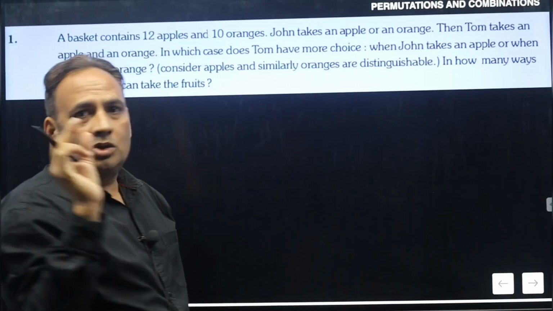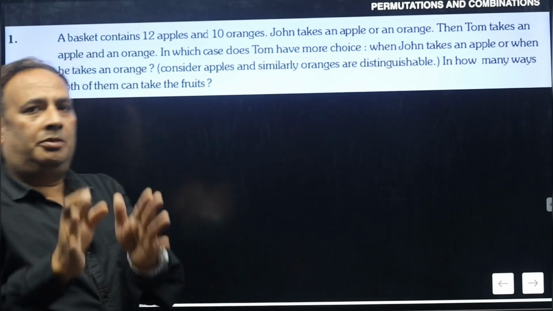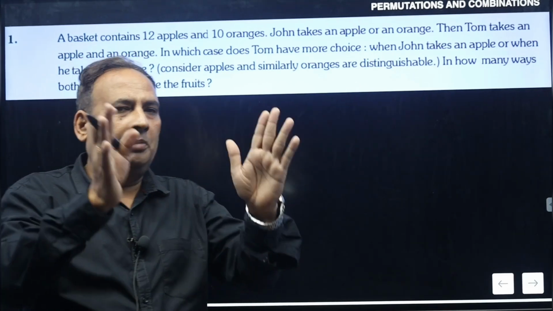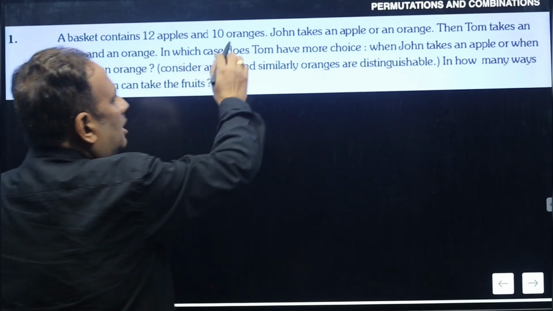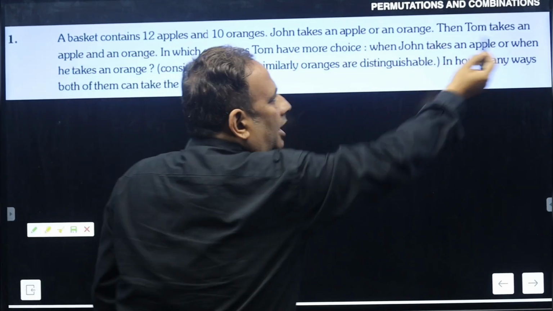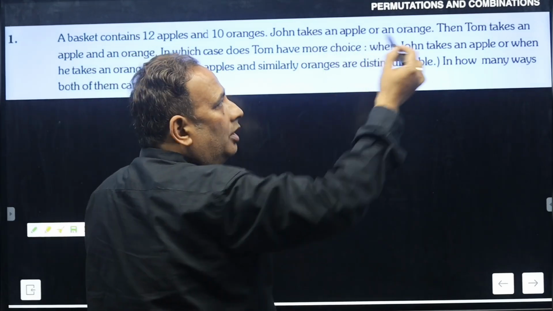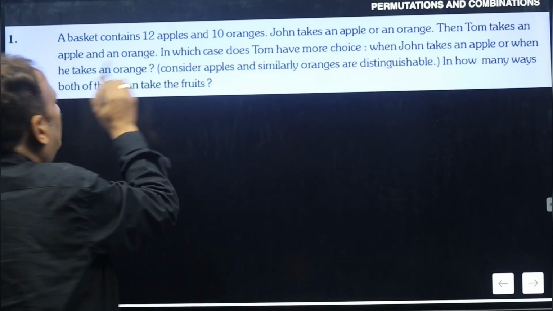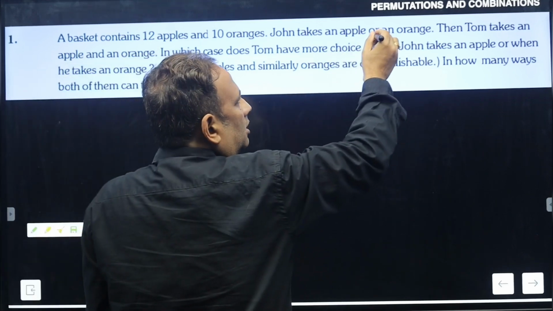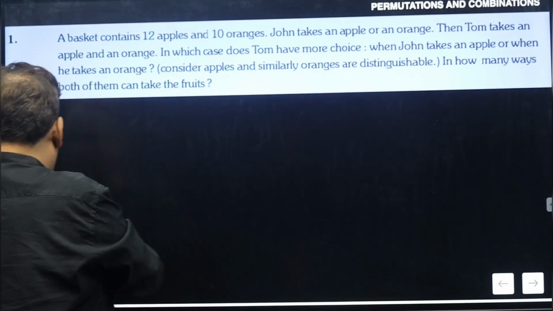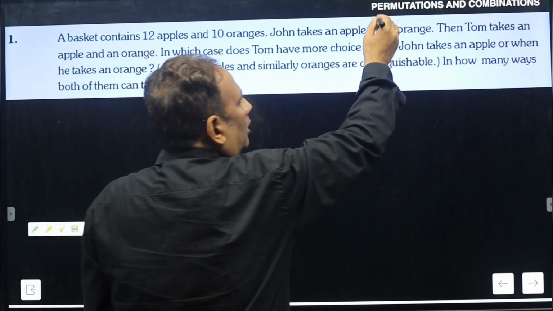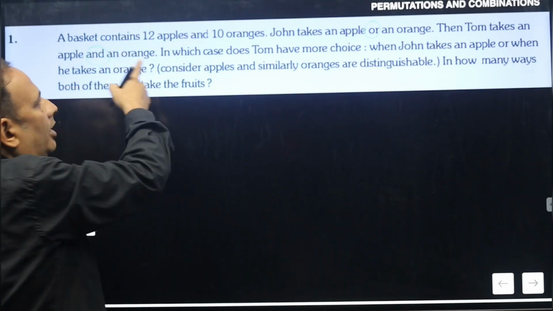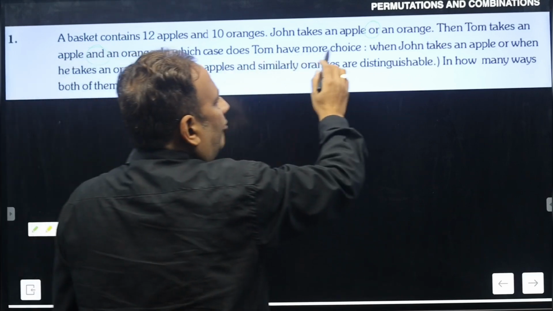Mind this point: wherever the word is "or", we use the addition rule, and for "and" we use the multiplication rule. Keep that in your mind. A basket contains 12 apples and 10 oranges. John takes an apple or an orange, so he can opt for one apple or one orange. Then Tom takes an apple and an orange. This is a good question, combining "or" and "and". In which case does Tom have more choices?